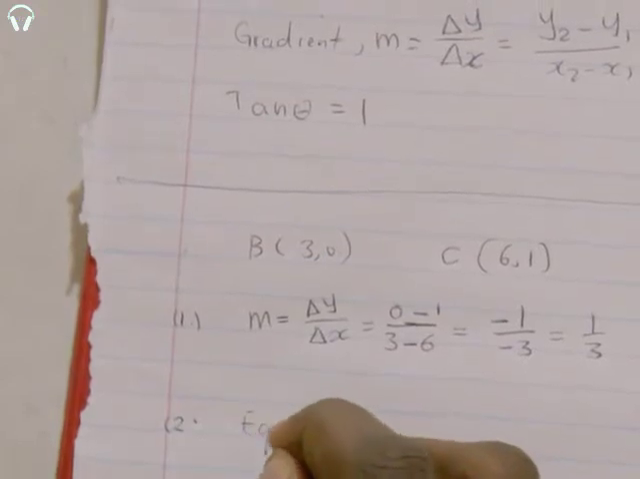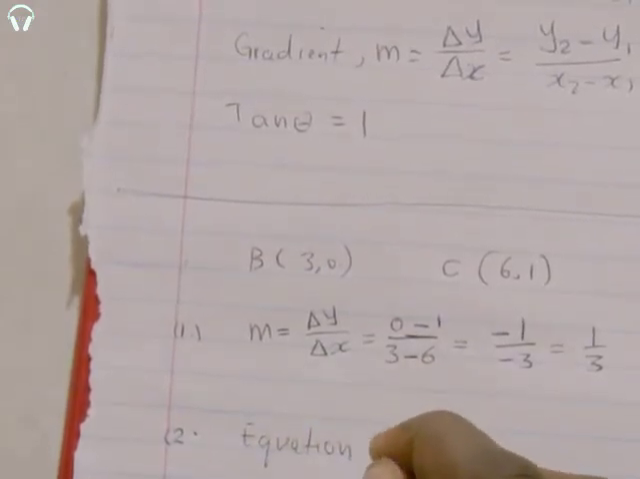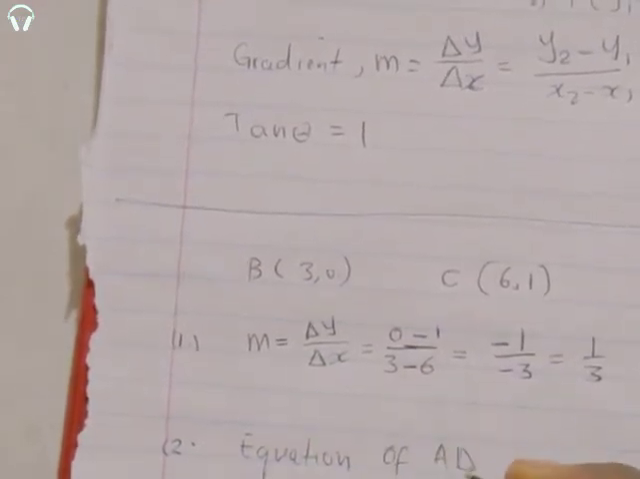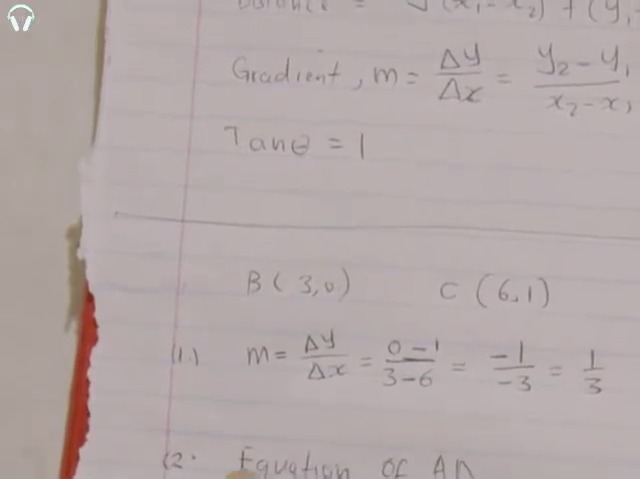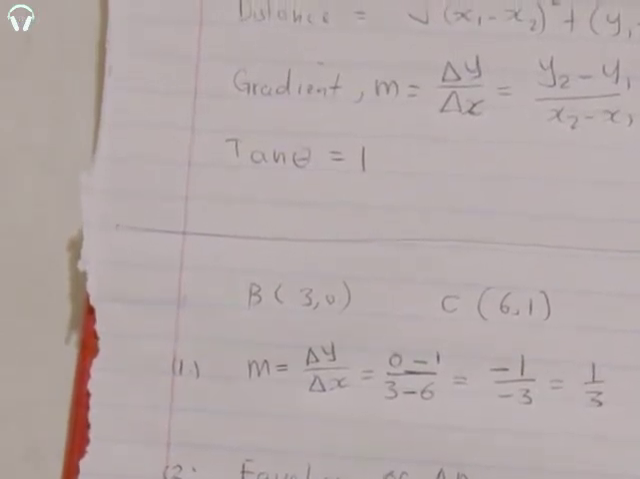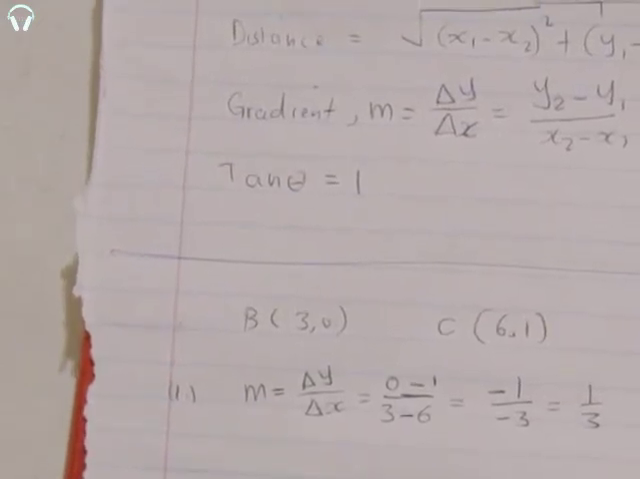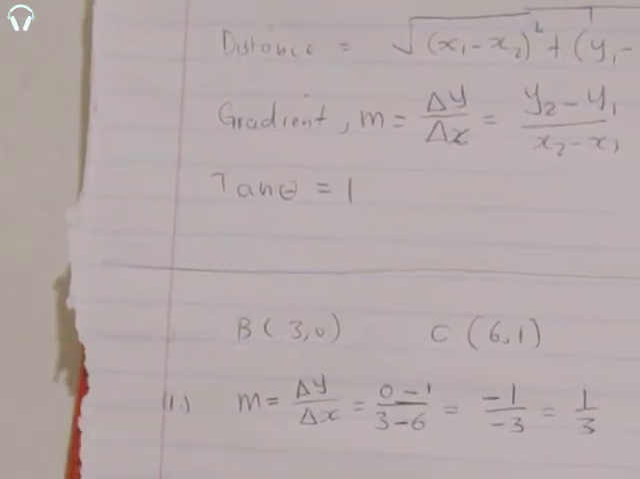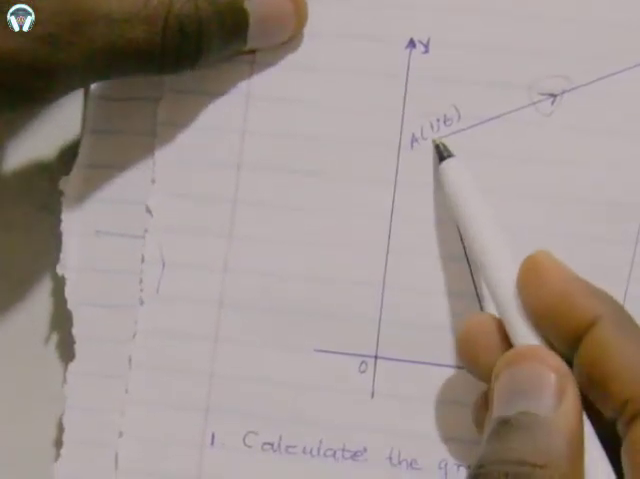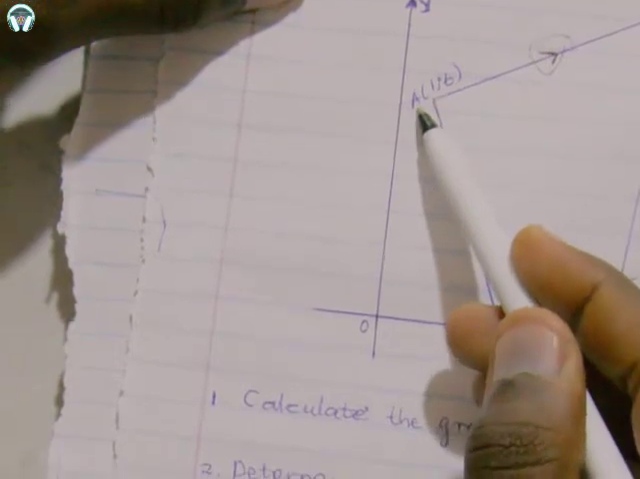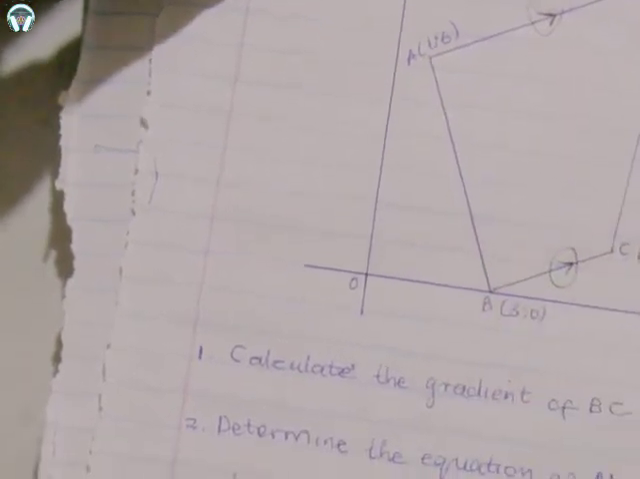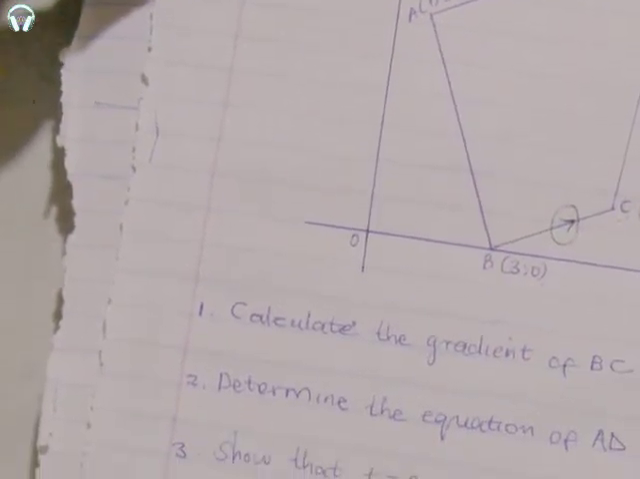Equation of AD. So we have the gradient, which is 1 over 3, the gradient of BC is also the gradient of AD. And we have a point, the point A with coordinates 1 and 6. We can use this point in order to get the constant c of our equation.